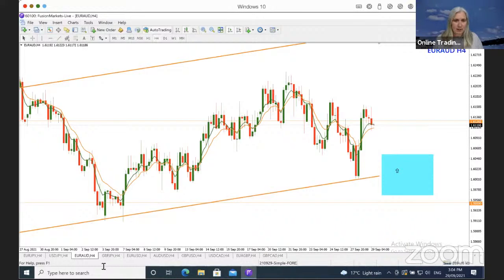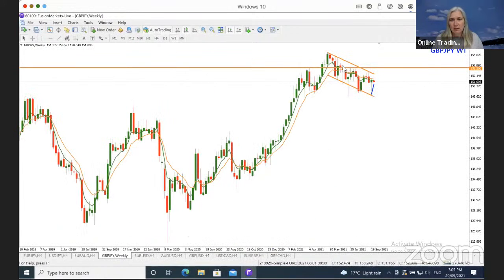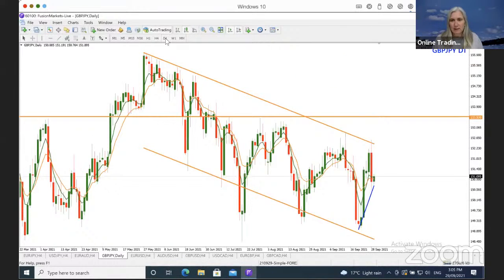The next currency pair I'm going to look at is GBP JPY. So GBP JPY, I'm looking for a short. On the weekly, I'm looking at it as the channel going down, and at the moment, we're sort of towards the top. On the daily, we already had a big reversal.